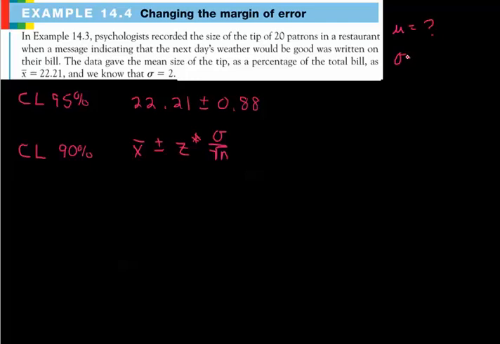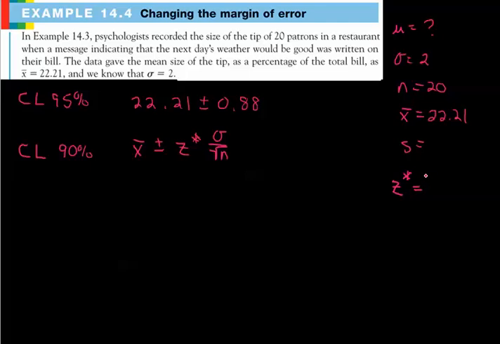We have the standard deviation of the population, which was 2. Our n, we had 20 patrons in the sample. Our x bar we were given was 22.21. And the standard deviation of the sample we don't need to calculate, because as we talked about in the last example, that's built into the formula. The only piece of information we're missing is the z-statistic. So we need to go back to table C in our book and find the z-statistic for a 90% confidence level.